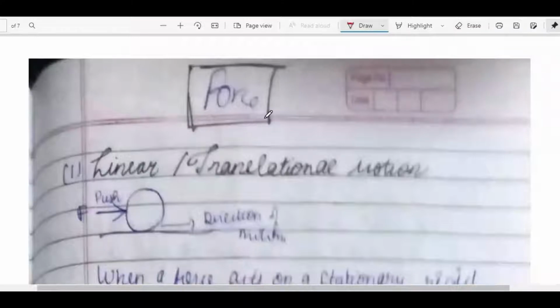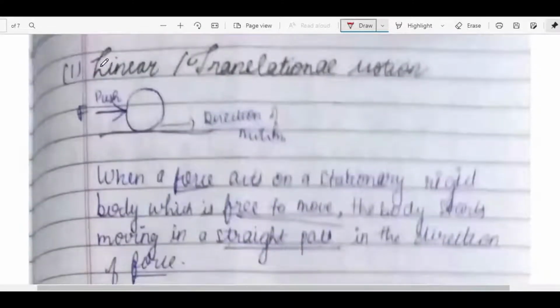Today's chapter is Force. This chapter is the first chapter of Concise Physics. In Force, we learn about linear or translation motions. First topic is linear or translation motion.